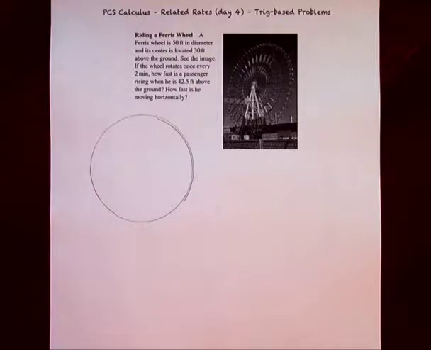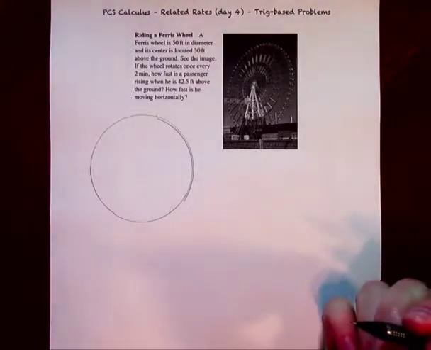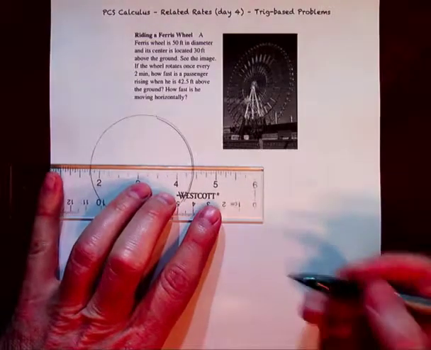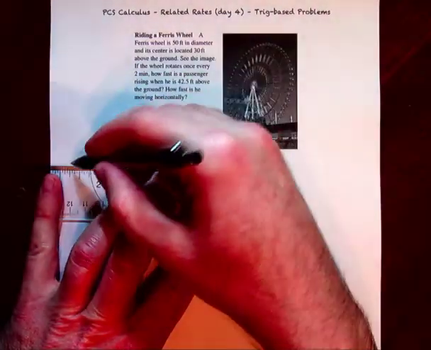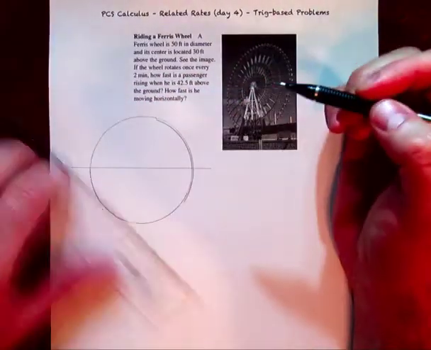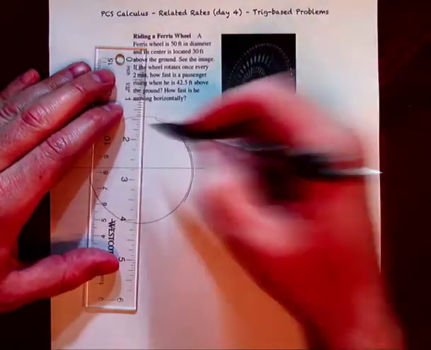If the wheel rotates once every 2 minutes, how fast is a passenger rising when he is 42.5 feet above the ground? How fast is he moving horizontally? Alrighty. Well, what we're going to do to make this easier is we're basically going to plot this almost like the unit circle.